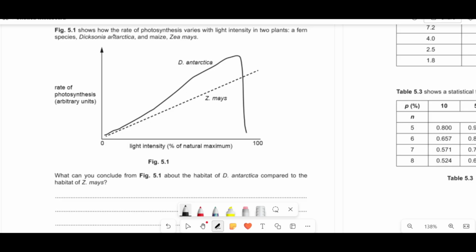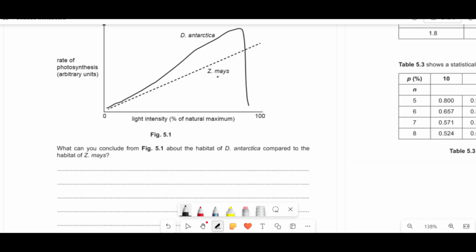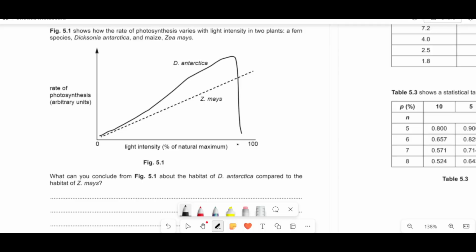Figure 5.1 shows the rate of photosynthesis varying with light intensity in two plants, a fern species and maize. So if we have a look, it says, what can you conclude about the habitat of this compared to that? So if we have a look, this is the light intensity, this is the rate of photosynthesis. So D. Antarctica seems to have a really high rate of photosynthesis up to about this light intensity, and then bang, it just shoots down. So it likes to have some sort of sweet spot light intensity before it gets too high, and it's like, nope. Whereas if you look at Z. mays, it's just going up and up and up. And if you went further, it probably goes even higher.